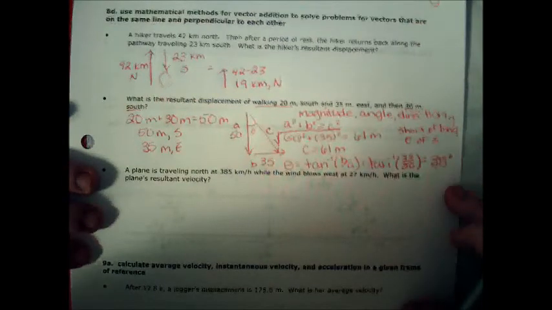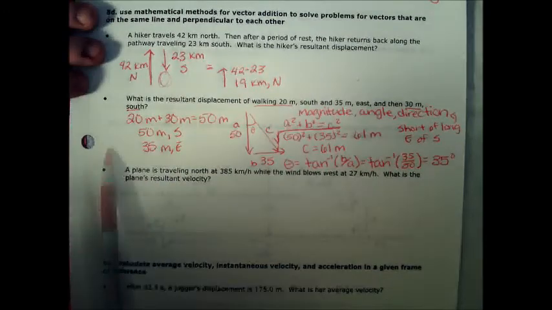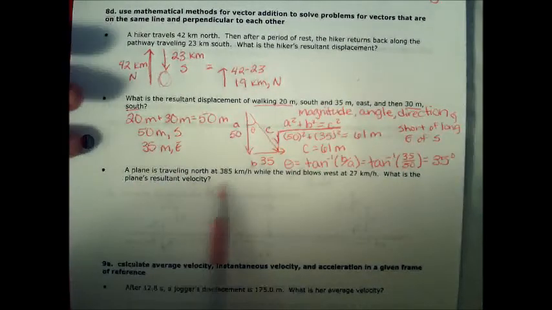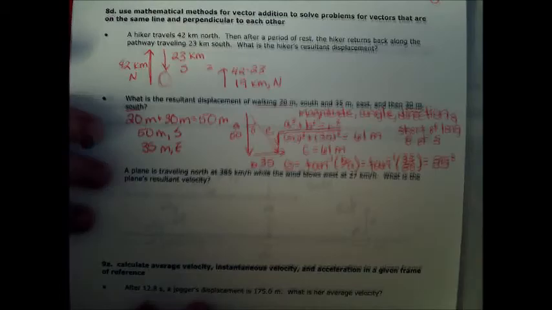So this one is just basically the same thing, except you don't even have to do this step at the beginning where you combine two. It says a plane is traveling at 385 kilometers an hour while the wind blows at 27 kilometers per hour. What is the plane's resultant velocity?